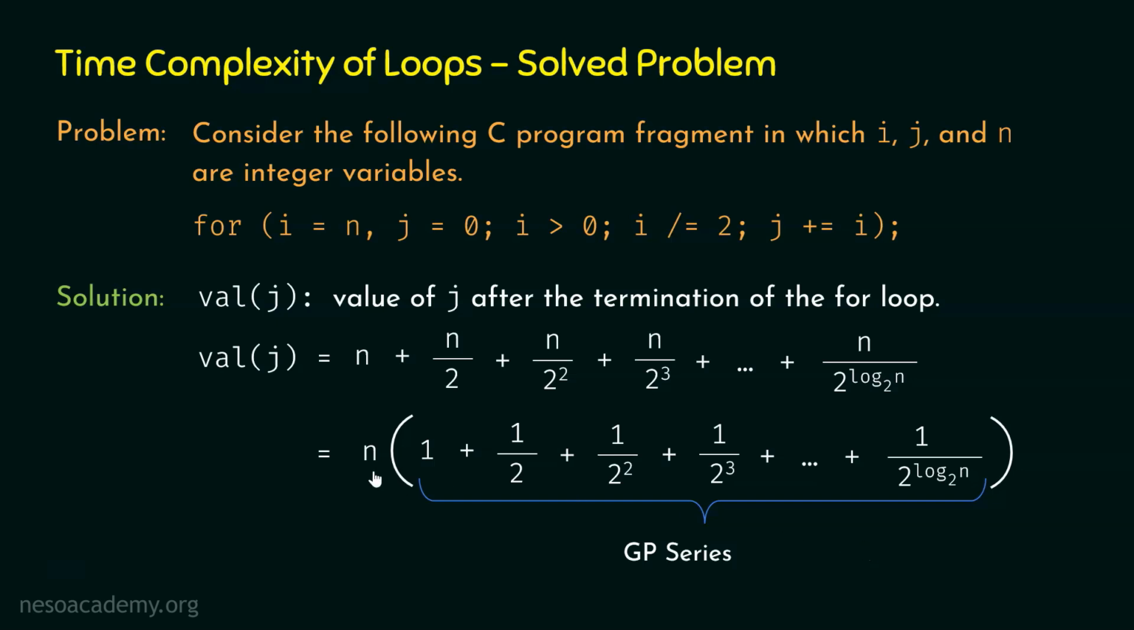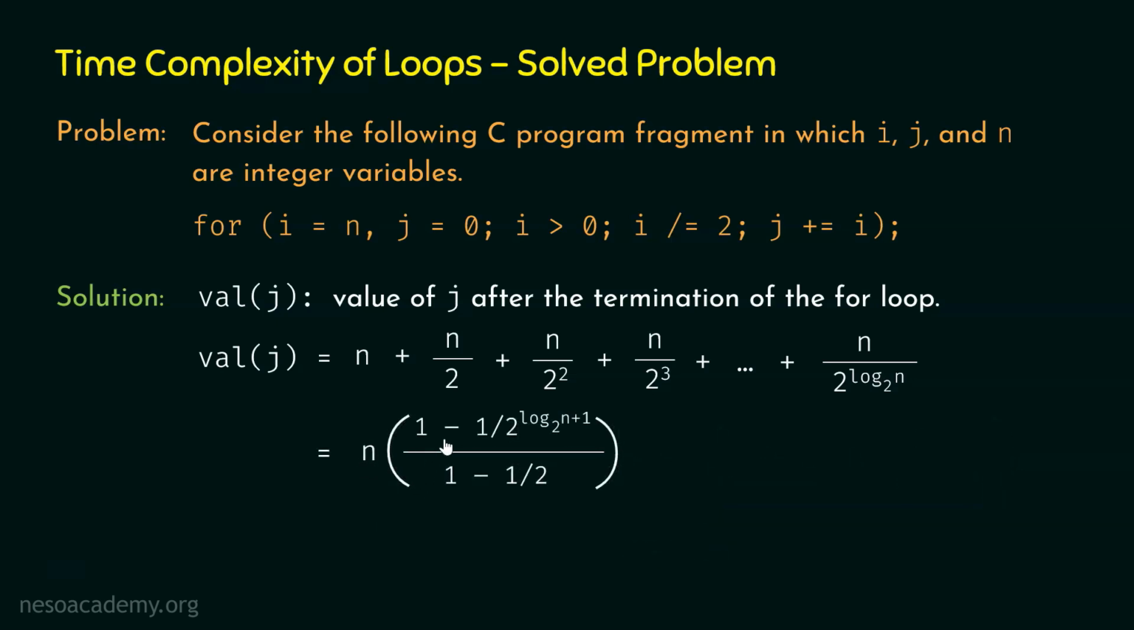And as we have n here, so sum is multiplied to n, we will get n times 1 minus 1 by 2 power log n base 2 plus 1 divided by 1 minus 1 by 2. Now 1 minus 1 by 2 can be rewritten as 1 by 2 and we can bring 2 here, so we will get 2n times 1 minus 1 by 2 power log n base 2 plus 1. 1 by 2 power log n base 2 plus 1 can be rewritten as 1 by 2 power log n base 2 times 1 by 2.